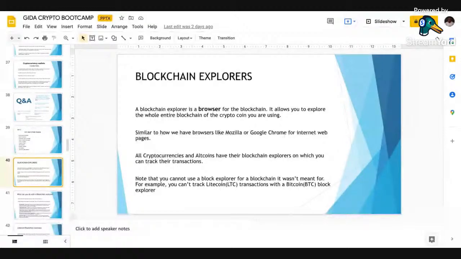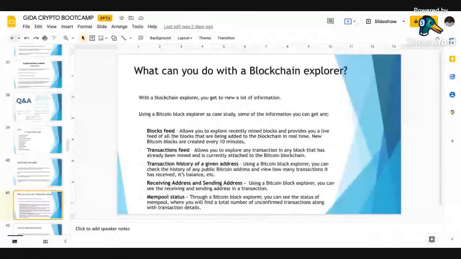Now, what are the things you can do with a blockchain explorer? With a blockchain explorer, you get to view a lot of information. Let's use a Bitcoin block explorer as a case study. So what are some of the pieces of information that you can get with a Bitcoin block explorer? One of them is called the blocks feed. Now, what is blocks feed? This allows you to explore recently mined blocks and provides you a live feed of all the blocks that are being added to the blockchain in real time.